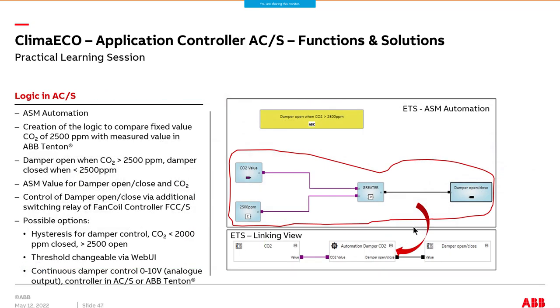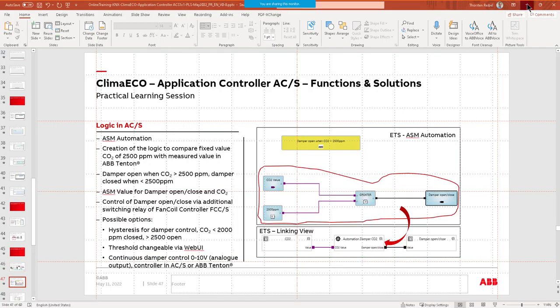And how to do this? We use a freely programmable logic and connect it to the measurement, or compare it with the measurement, to send out a telegram to open and close the damper. It's a simple comparison of a fixed value, 2500 ppm, with a dynamic measured value. So that's our task.